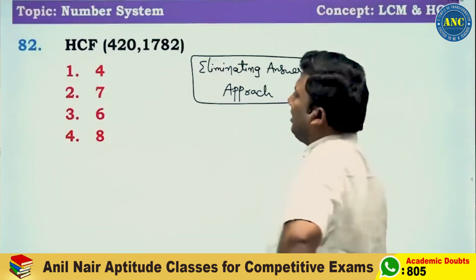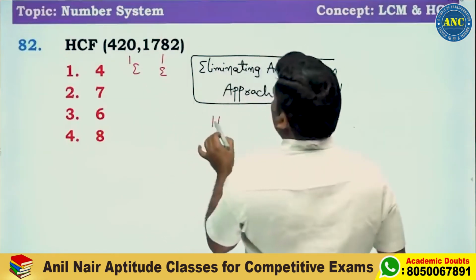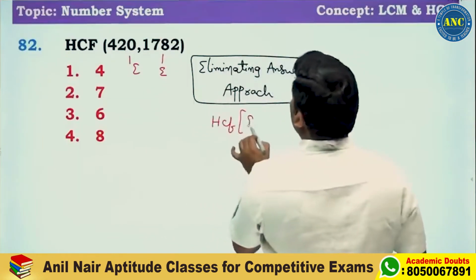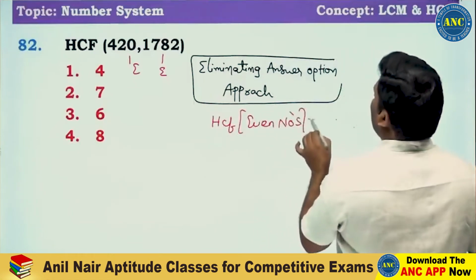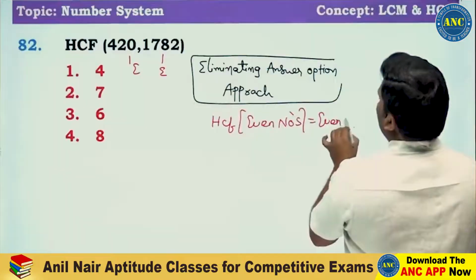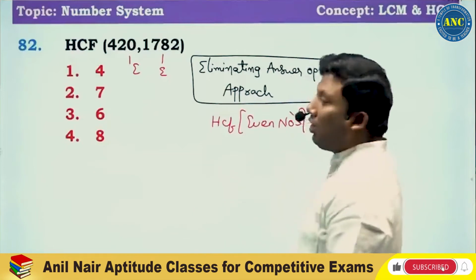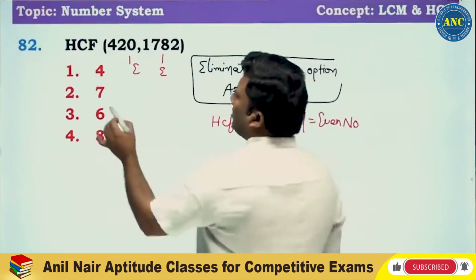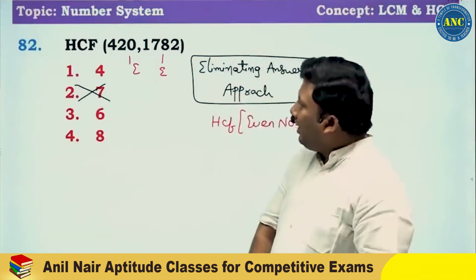420, 1782. This is an even number. HCF of even numbers is always even. Are you all with me? So answer 7 cannot be possible. Next one.